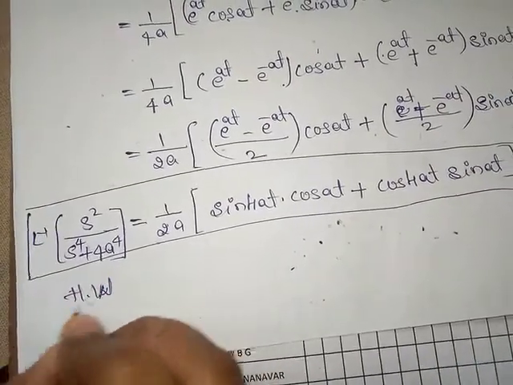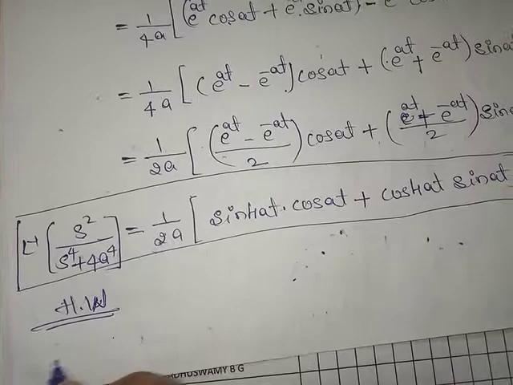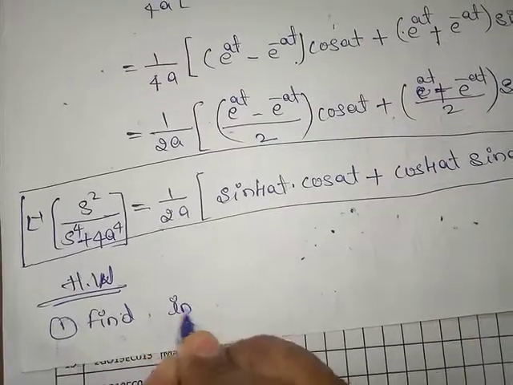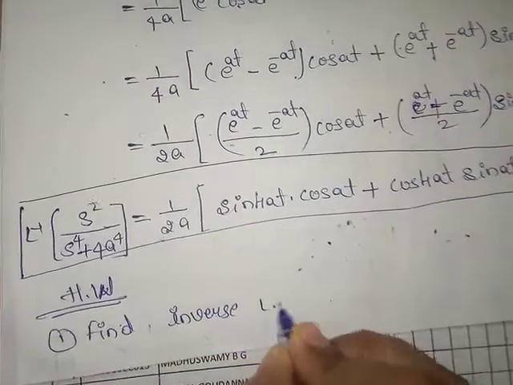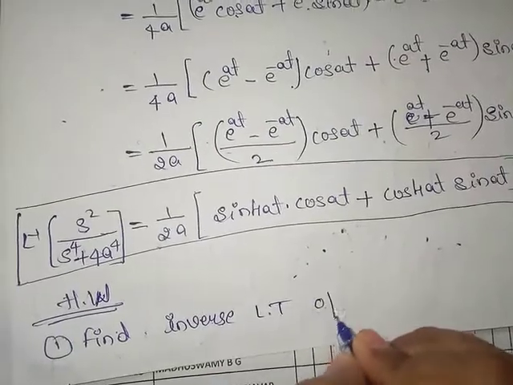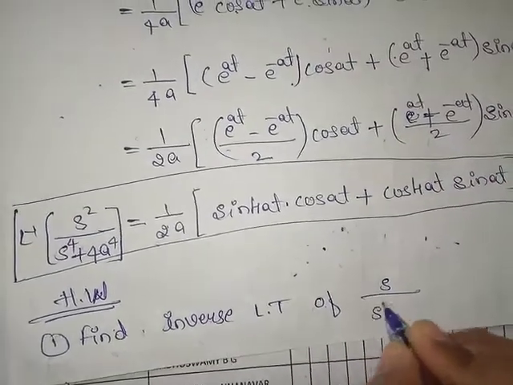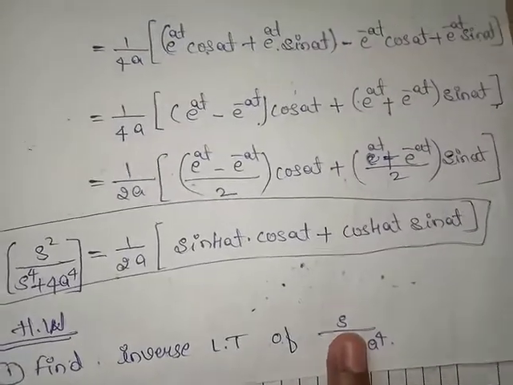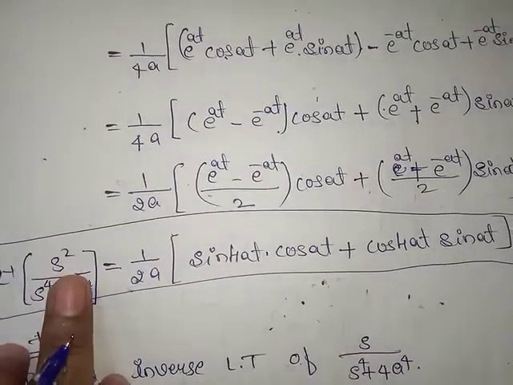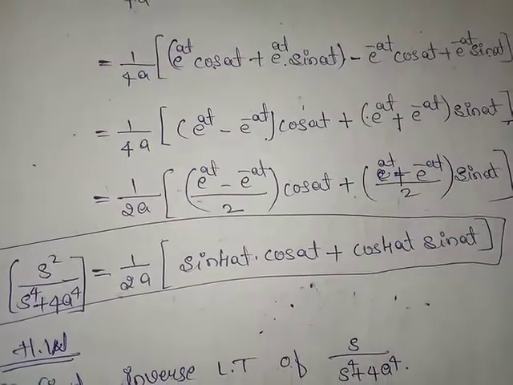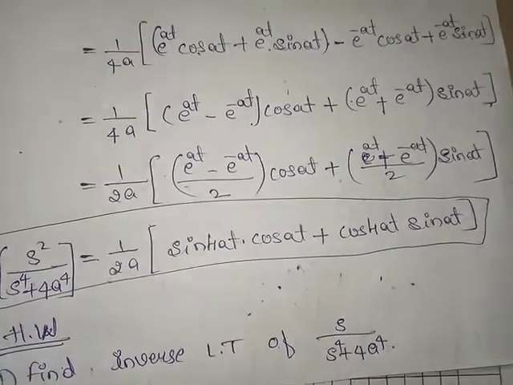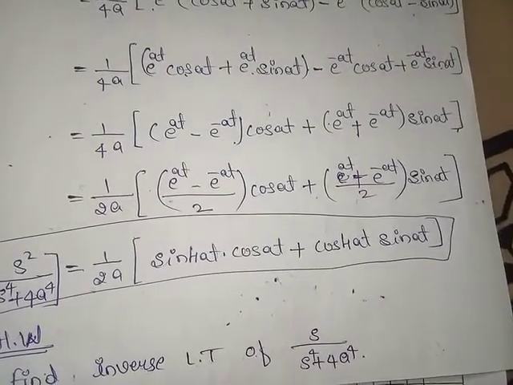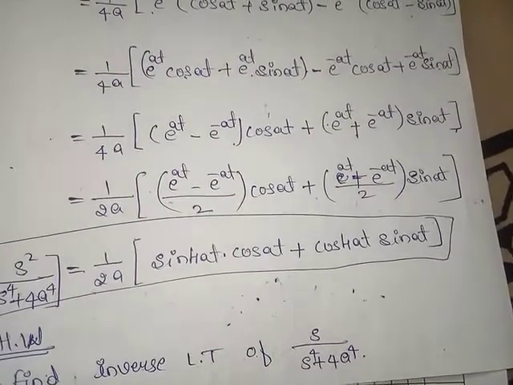This is a homework example. Find the inverse Laplace transform of s divided by s raised to 4 plus 4a raised to 4. The only difference from the previous example is that there you had s square, here it is s. Try this example. If you have any doubt, contact me. I will explain how the terms will come and how you have to simplify.